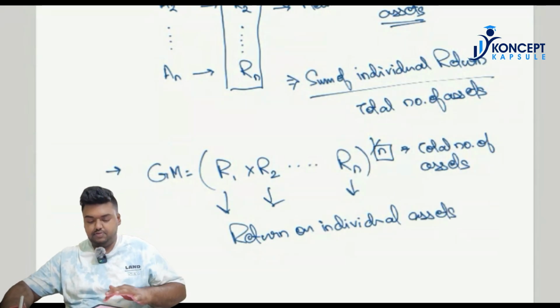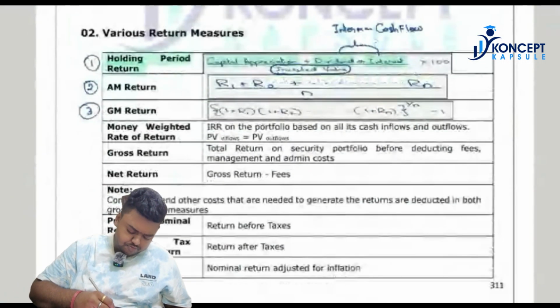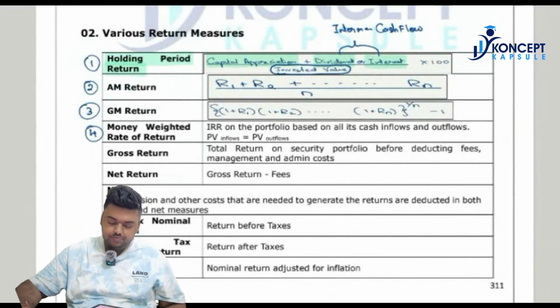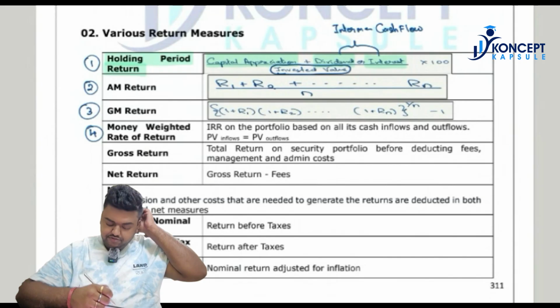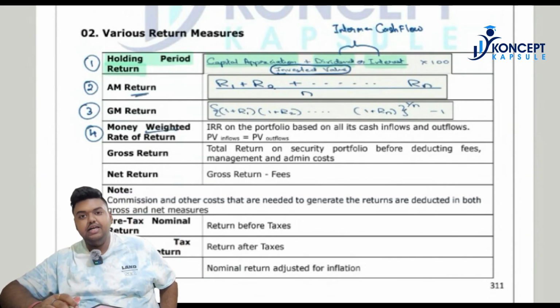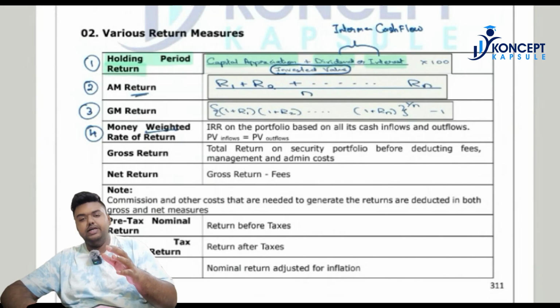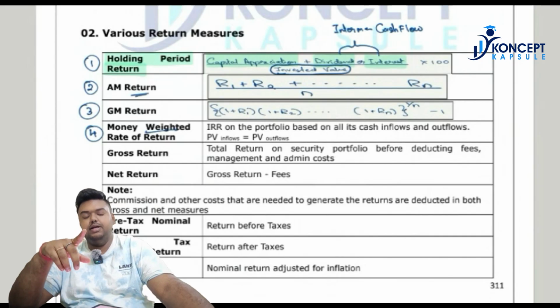Are we clear, guys? Then we go to the fourth point, money weighted rate of return. What is money weighted return? Over here, see what is the difference between the money weighted return and the arithmetic return. You need to understand. In the first case, what we were doing is that we were computing the return on the individual asset and then we were doing an arithmetic mean for it. Then we were computing the mean for it.